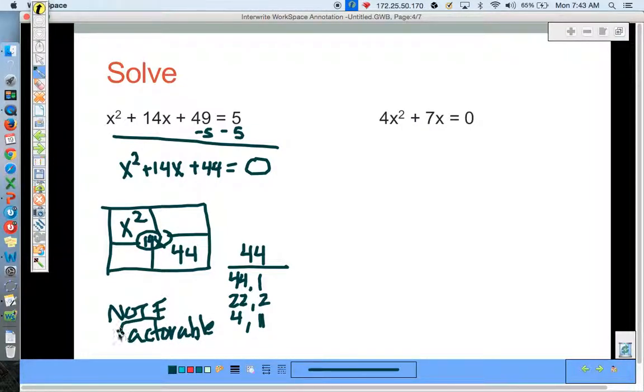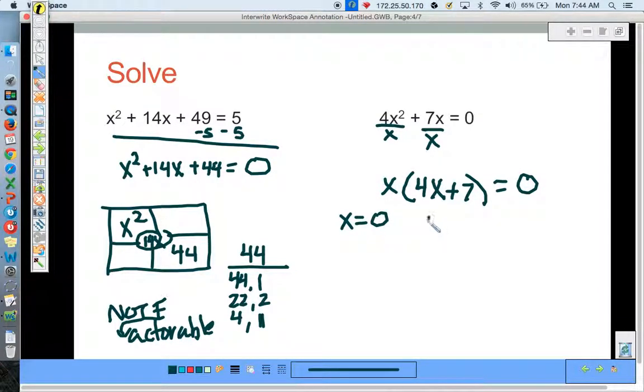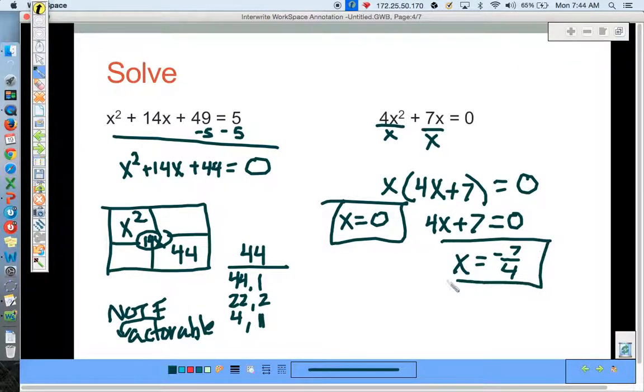Well, this next one doesn't have 3 terms, but we can divide an x out of both of these. So you have x times 4x plus 7 equals 0. So in this case, we just have our x equals 0 and 4x plus 7 equals 0. So x equals negative 7/4. So we have our two answers right there.